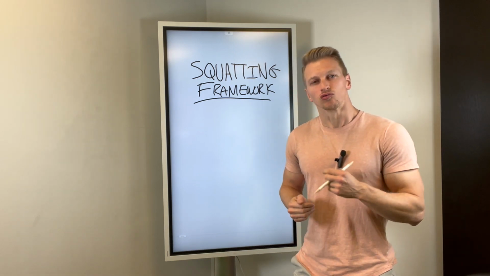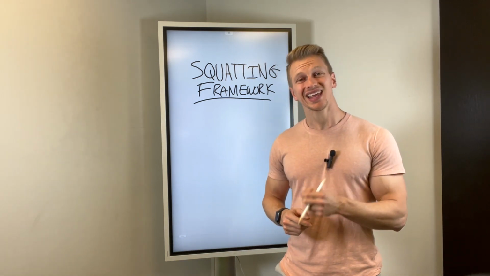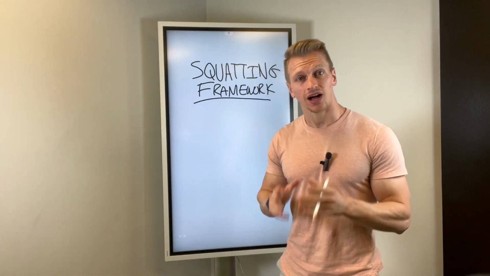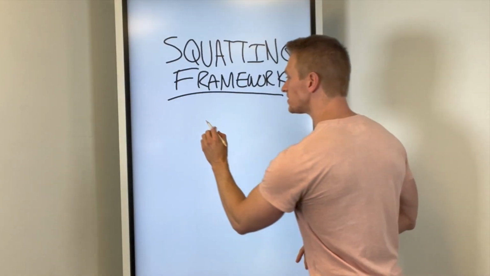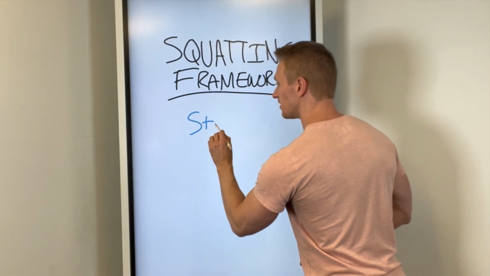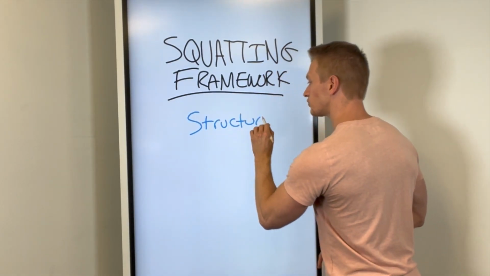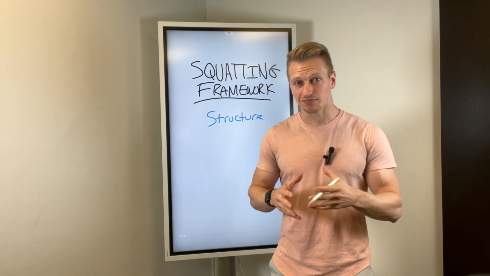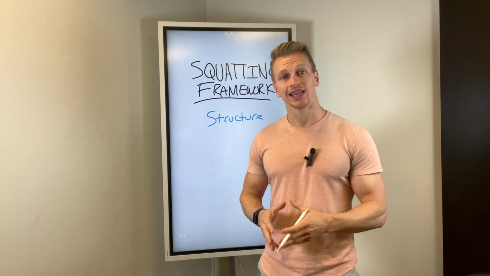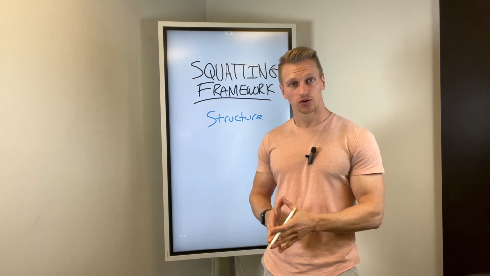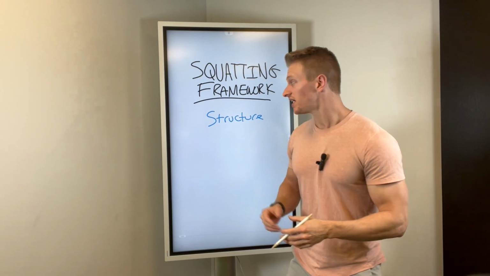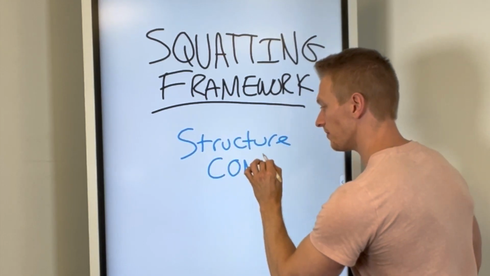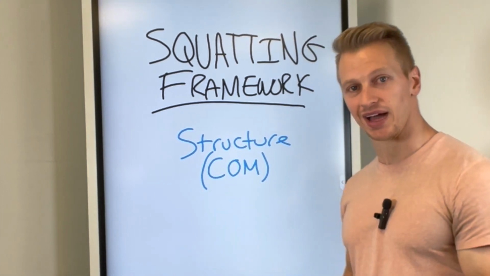But how do we get it really specific for our patient in a way that improves their mobility and gets them out of pain? It comes down to this. The first thing we need to understand is their structure. All of our patients are going to have an inherent bias. Now, I talk about this more in the Clinical Coaching Foundations course, but for this video's purpose, let's think of it as their COM, center of mass.